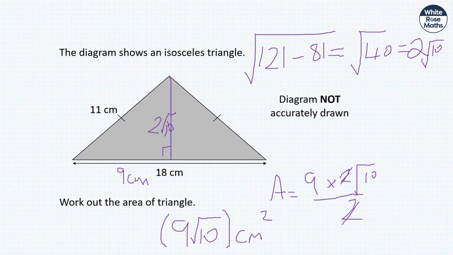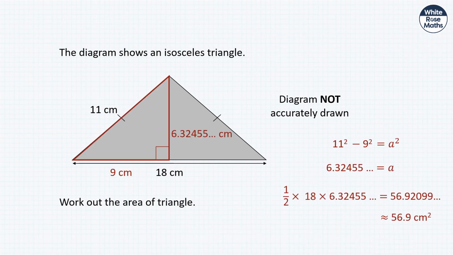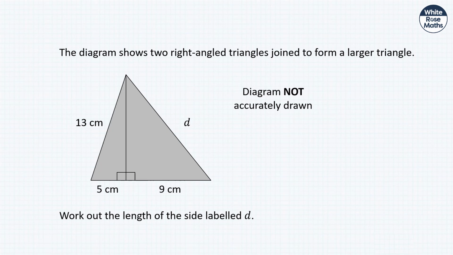The square root of 10 is approximately 3.16, times that by 9. Okay, and I get the answer of 28.46 centimeters squared to 2 decimal places, guys. Oh, have I made a mistake there? No, I haven't, I don't think. Oh, sorry, yes, it's a half times 18, not a half times 9. Sorry, I apologize. So you would obviously double my answer, and it would give you that actually. Yes. Sorry about that, guys.